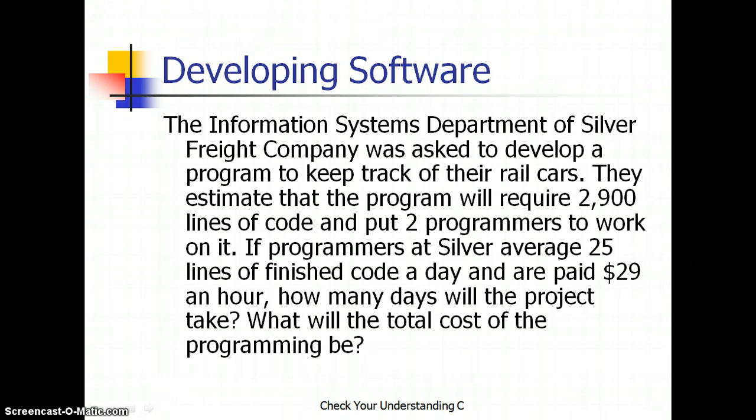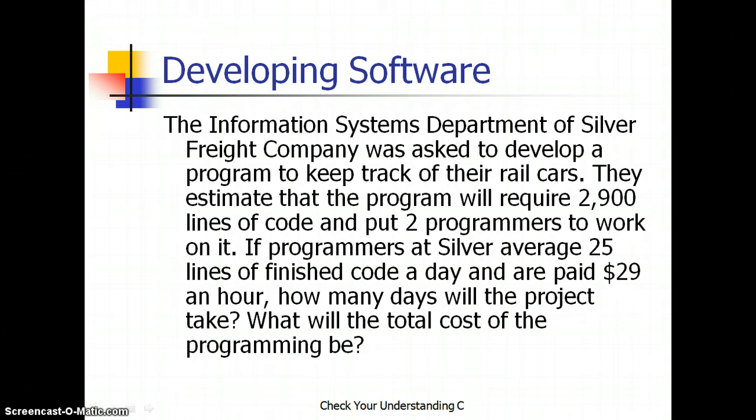So another example, we have a program that's going to require 2,900 lines of code, putting 2 programmers to work on it. They average 25 lines of finished code a day, paid $29 an hour. How many days will this project take, and what will the final cost be? So once again, here we go. You're going to do 25 times 2, 25 lines of code a day times 2 programmers. That's doing 50 lines of code in a day. 2,900 total lines, divided by the 50 per day, equals 58 days that they worked on it.